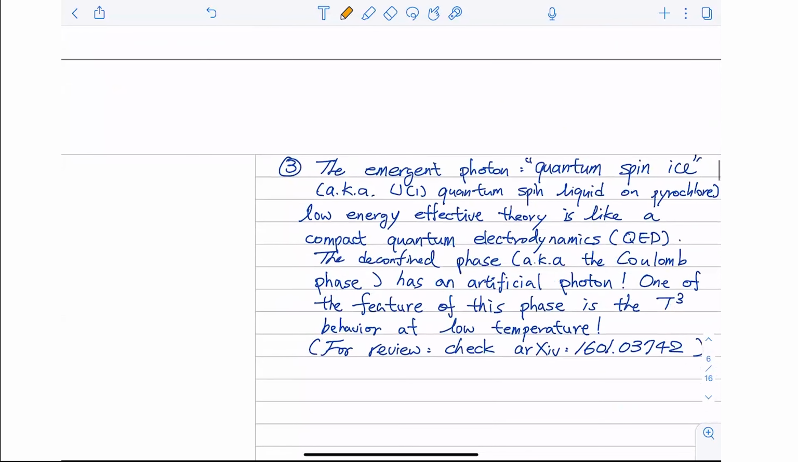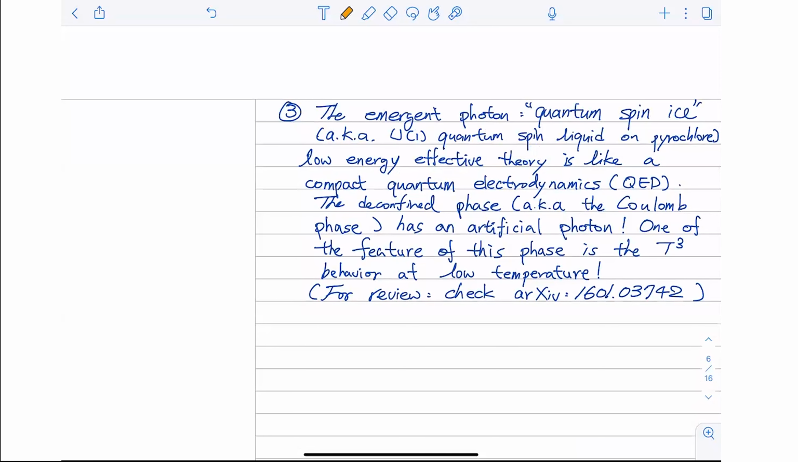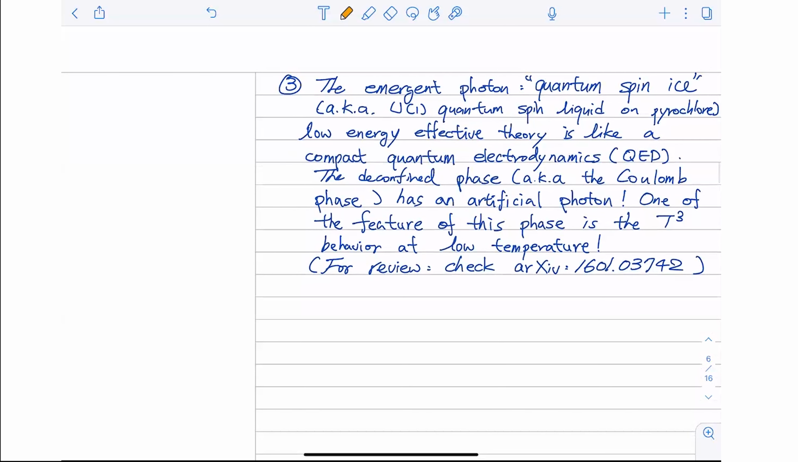And maybe you will ask, okay, this seems like a very good example for teaching, but is it going to be useful or relevant for some material? One of the interesting or exotic phenomena that people study recently is the quantum spin liquid, which is a highly entangled quantum phase of matter. In this kind of system, also known as quantum spin ice or the U1 quantum spin liquid on the pyrochlore, there's an emergent phenomenon, basically the emergent photon.